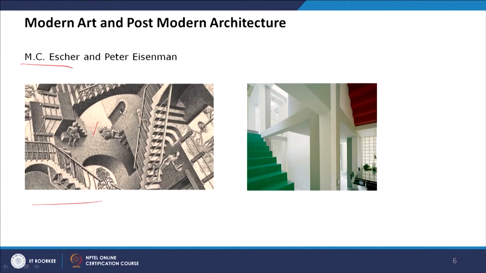The staircase can be seen from this side and also from this side, and there's a lot of dilemma used in this etching by M.C. Escher. So here we can see this kind of duality and the question of dimensions was created.